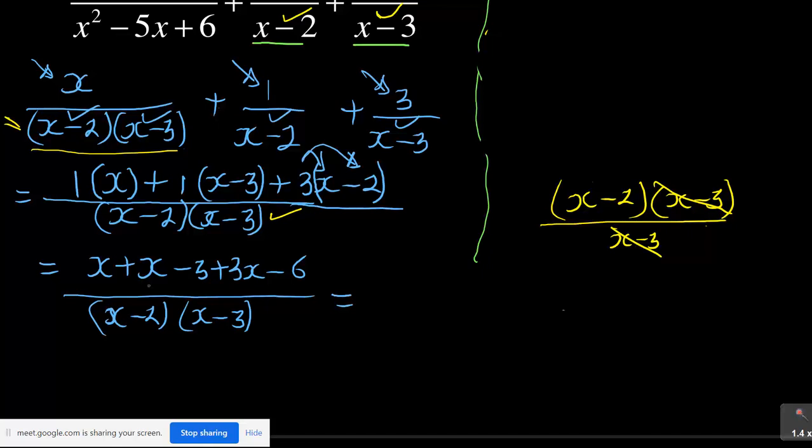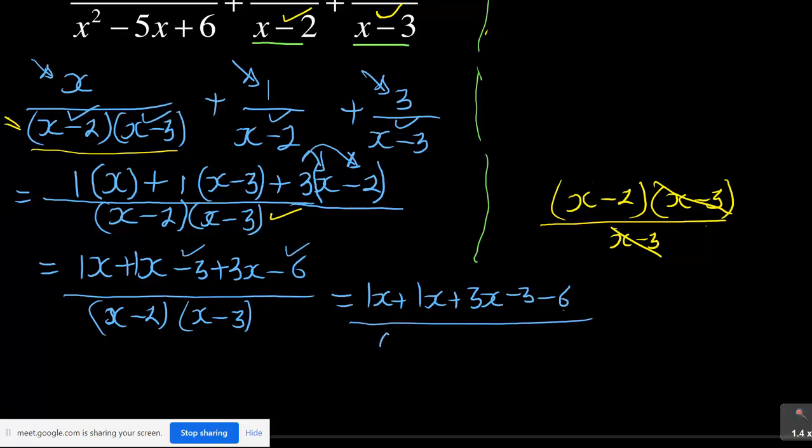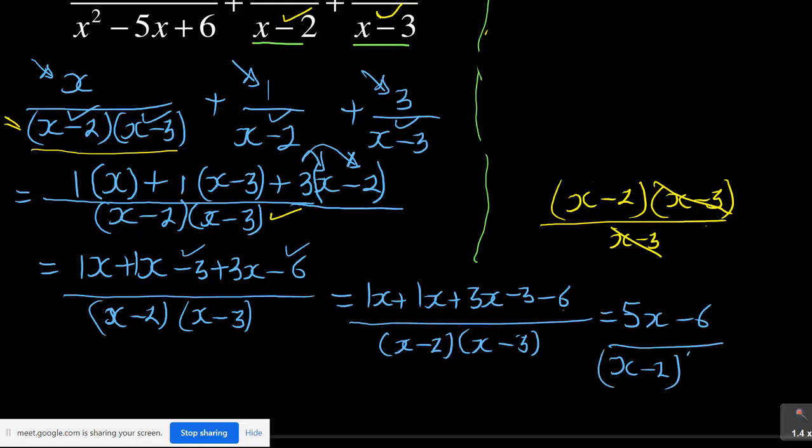Then after that, you can now take out common terms, which is 1x and 1x and 3x there. 1x plus 1x plus 3x. Then I've got minus 3 minus 6 there. Common denominator stays as is, x minus 2 and x minus 3. Then after that, still continue, use your calculator. 1 plus 1 plus 3, which is 5x minus 6 over x minus 2 and x minus 3.